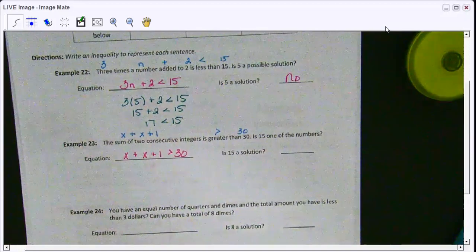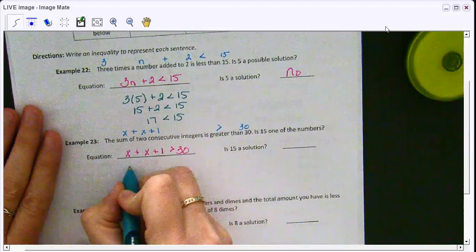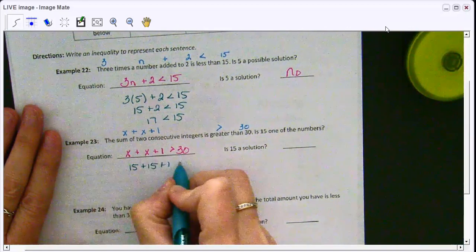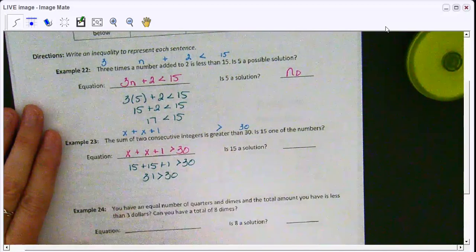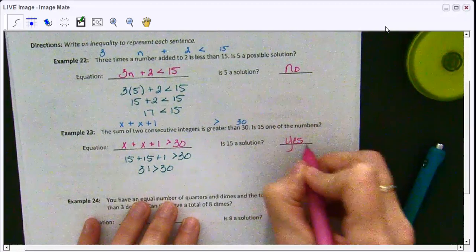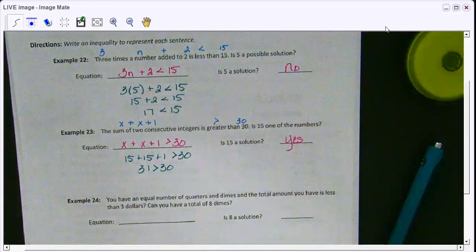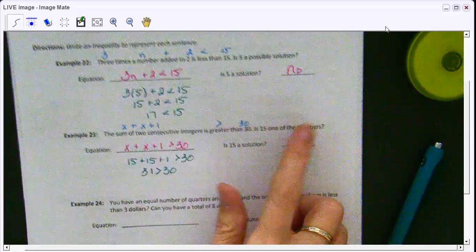And then it asks, is 15 one of those numbers? So we could just plug 15 in both places. So 15 plus 15 plus 1 is greater than 30. 31 is greater than 30, so then the solution is this. And I did choose word problems that are similar to the ones in your homework. Right, because it wants a number that's greater than 30, and since 31 is greater than 30, the answer would be yes.